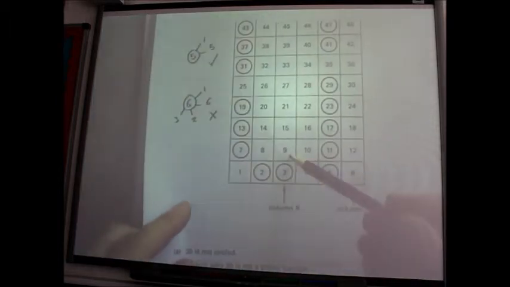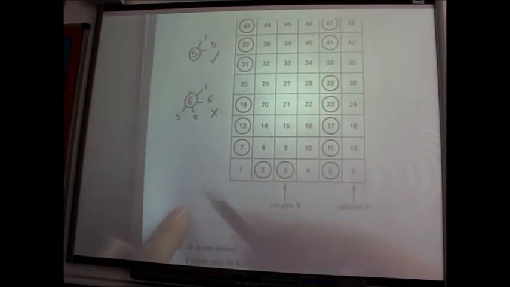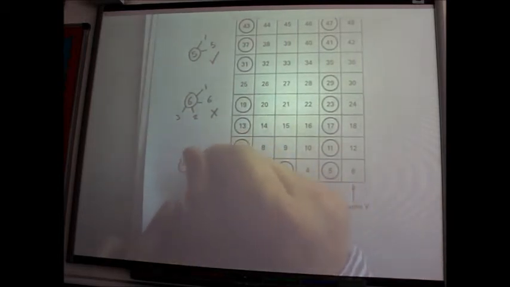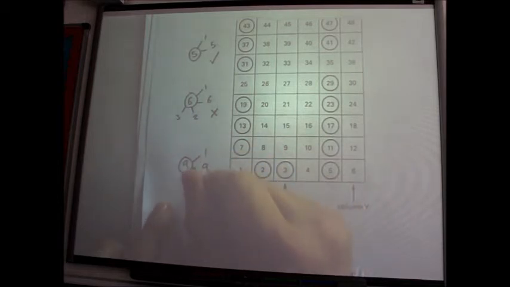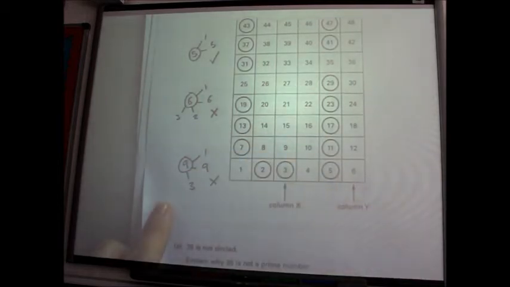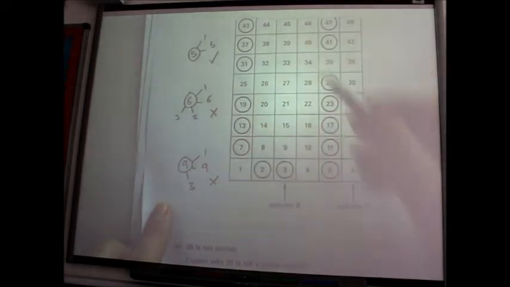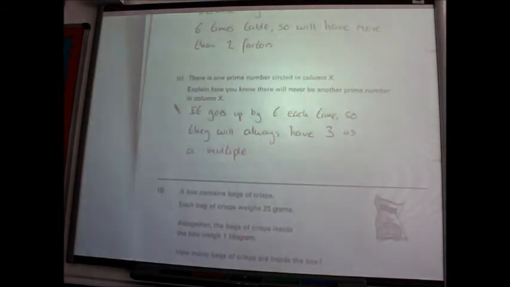What I mean by that is, if you look at the number 9, what goes into the number 9? Well, it's 1 and 9, and also 3 will go into it as well. So it's not a prime number. And if you look at 15, 3 will also go into that, and 5. So none of these can be prime numbers because 3 goes into all of them.